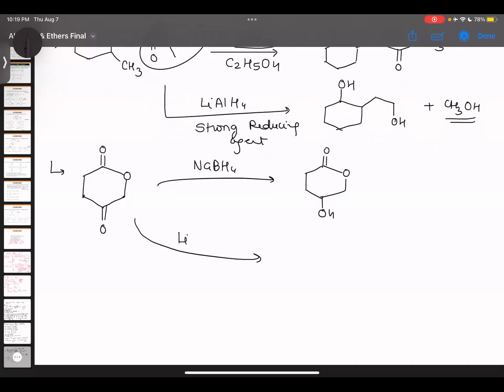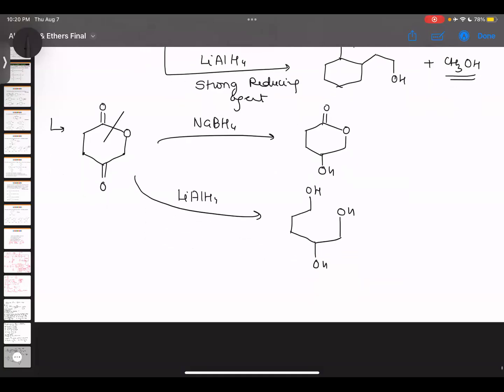But with LiAlH4, I'm going to break this ester also and make both the portions as alcohols. So you have it as an alcohol, this as an alcohol, and this also as an alcohol. Got it? Clear? Yes, sir. Okay.